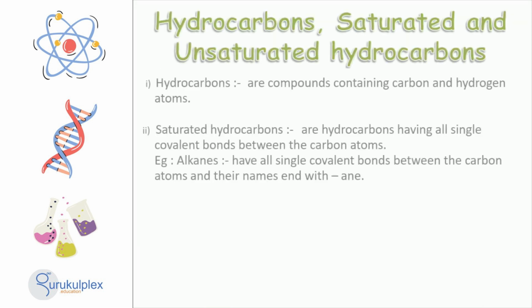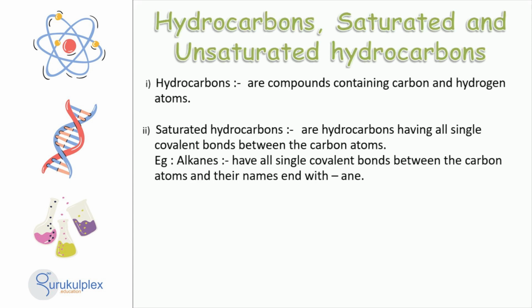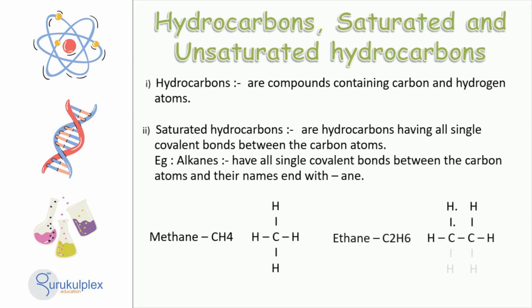Hydrocarbons are compounds composed of carbon and hydrogen atoms. These compounds can be either saturated or unsaturated. In the case of saturated hydrocarbons, the carbon atoms are connected with single covalent bonds. An example of a saturated hydrocarbon is an alkane, which is identified by a suffix of -ane. As an example, methane is composed of 1 carbon atom and 4 hydrogen atoms, all with single covalent bonds. Similarly, ethane consists of 2 carbon atoms and 6 hydrogen atoms, with single covalent bonds between them.